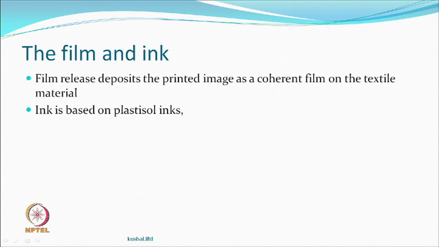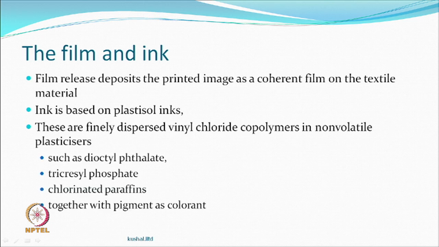So, inks are also called plastisol ink. Because there is going to be a film formation, it is like a plastic being made. So, plastisols are there, and you can use polymers like vinyl chloride copolymers along with some plasticizers. A plasticizer is a compound which reduces the glass transition temperature of the polymer and film in this case. So, it remains flexible, right.